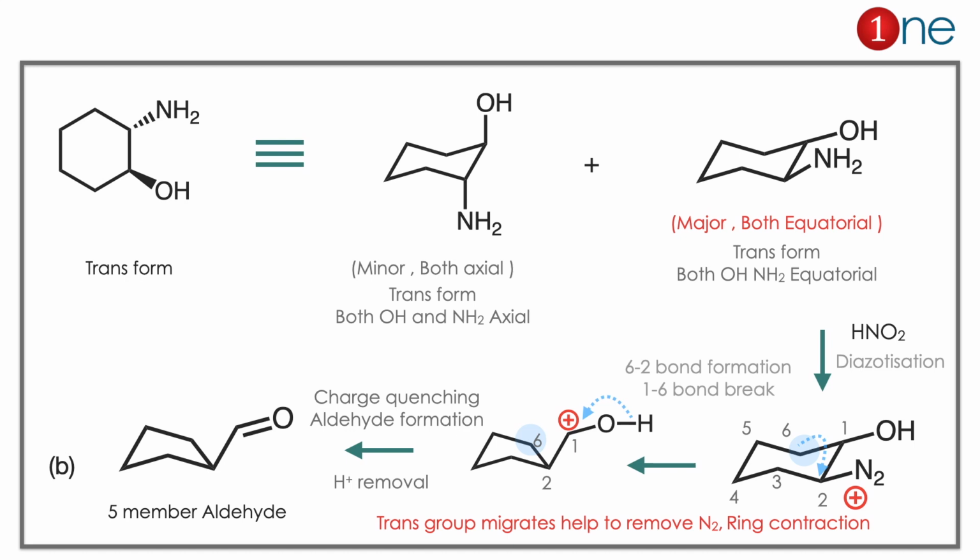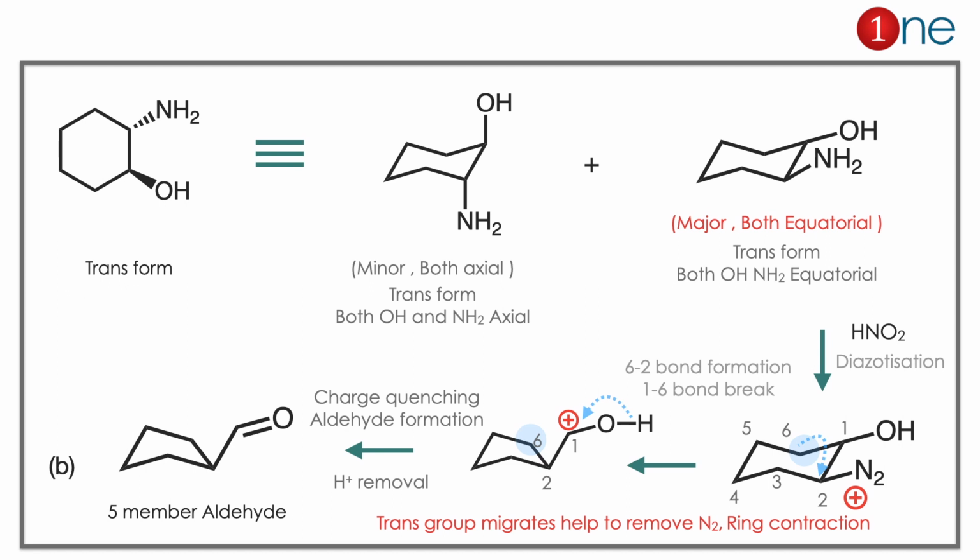So both amine and alcohol are equatorial, and you are using nitrous acid. Nitrous acid converts NH2 into N2+, which is in the plus form. So N2 is a good leaving group. It needs a little trigger. The trigger always comes from the trans group or anti-periplanar group. Here the 6th carbon is trans to that one, so the 6th carbon assists the nitrogen removal. So the 6-2 bond formation will be there and the 6-1 bond will break. So the ring contraction occurs there because the trans group migrates and helps to remove the N2. Then the charge has to be quenched. What really happens is hydrogen removal, and the charge is quenched as aldehyde.